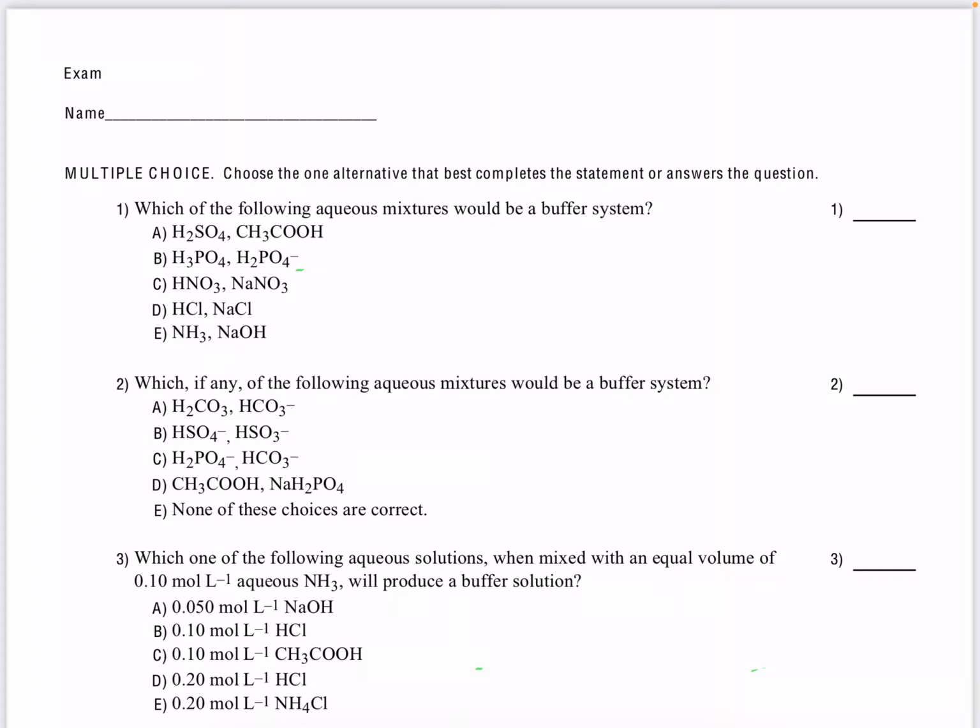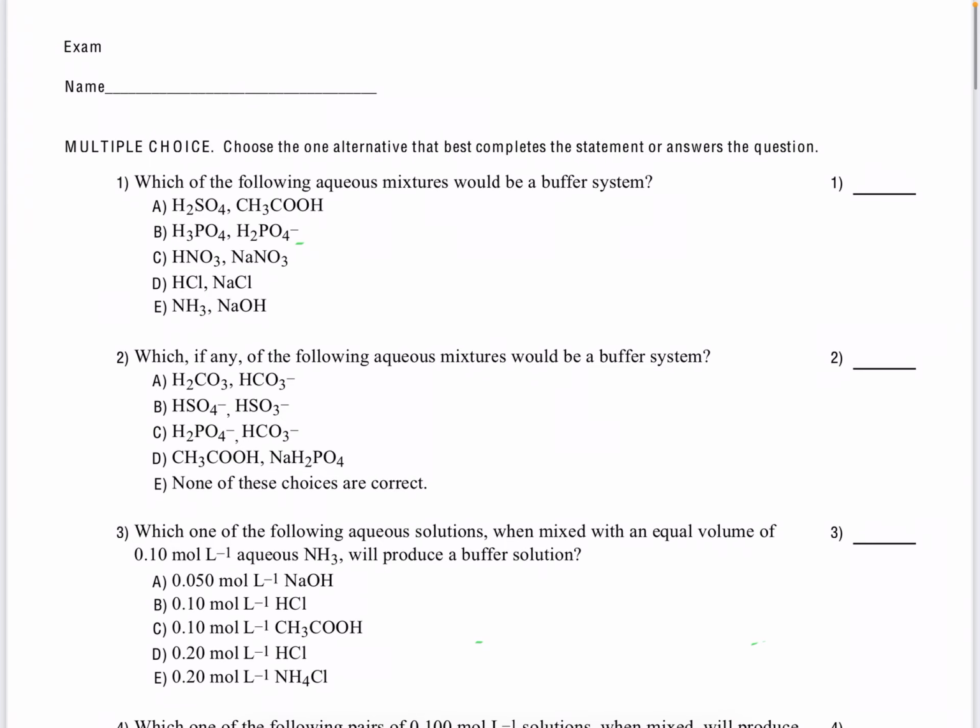Which of the following aqueous mixtures would be a buffer system? Remember, a buffer is something that has a weak acid and the conjugate base of the weak acid, or a weak base and the conjugate acid of the weak base. So you have to choose the one that looks similar, but if it is a conjugate acid-base system, you have to see whether the number of hydrogens is less than in your acid, and if it is a base and conjugate acid, you want to see if the number of hydrogens increased for the same species. Okay, so with that in mind, let's see the first one.